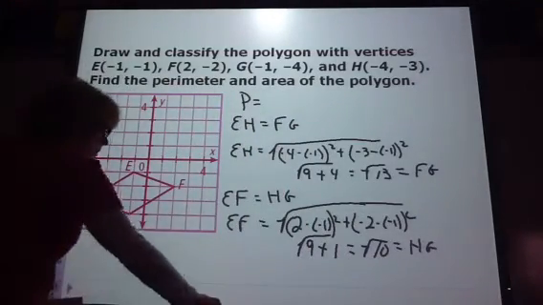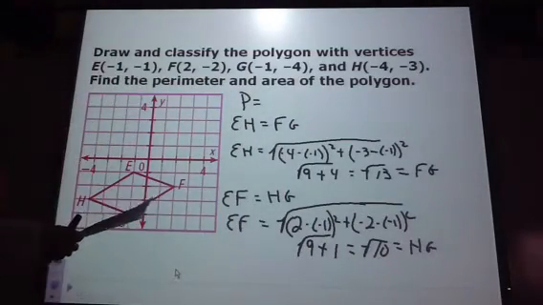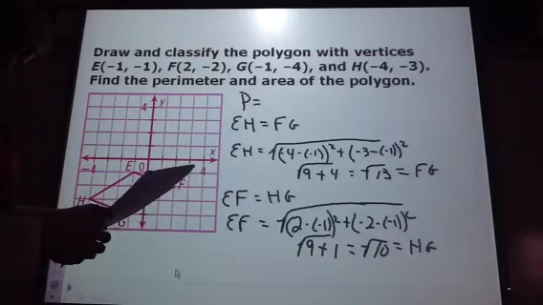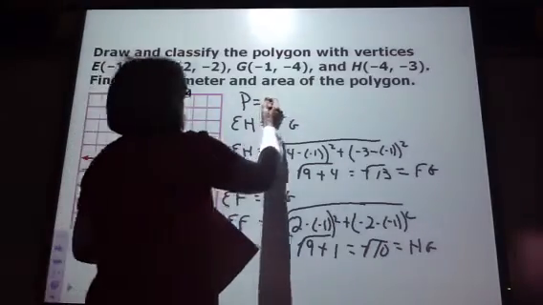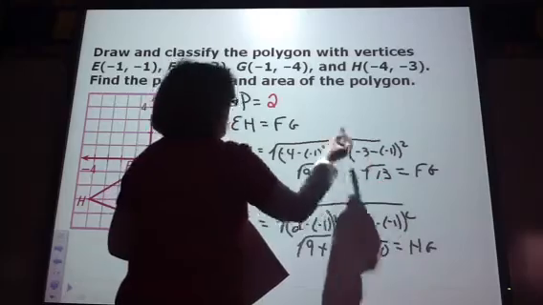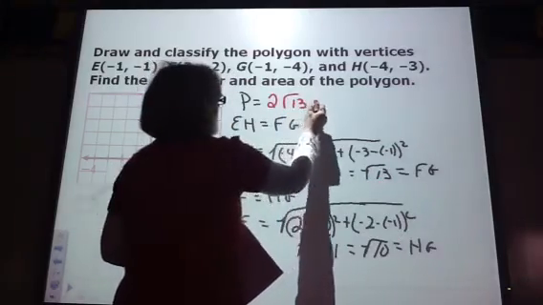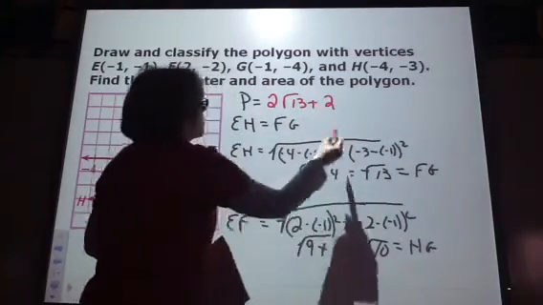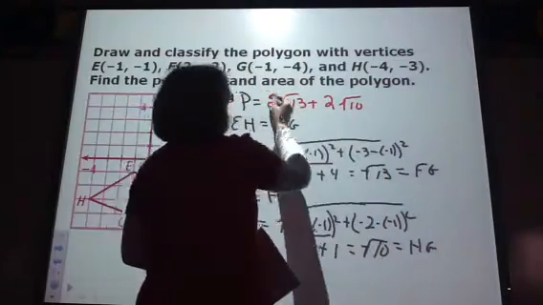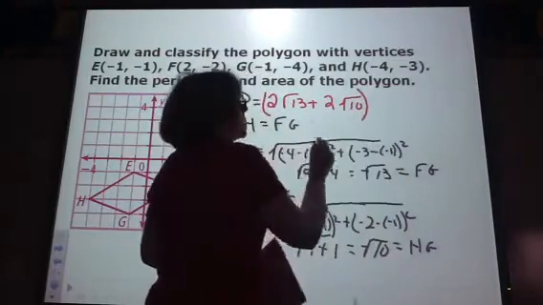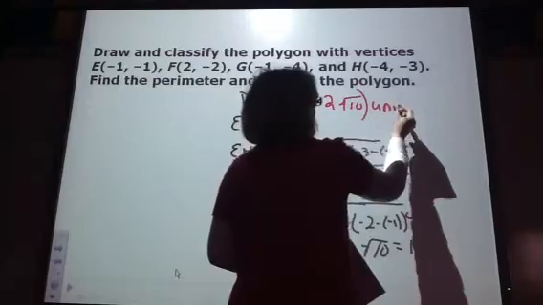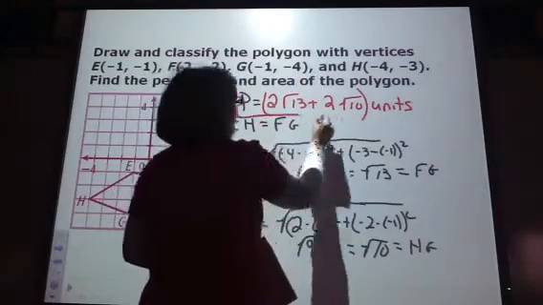All right, so for perimeter, where you add up all the sides, or you can double the 2 pair of parallel sides, I have 2 times the square root of 13 plus 2 times the square root of 10. This represents a number. This is as precise as we can get. So let's leave it like that.